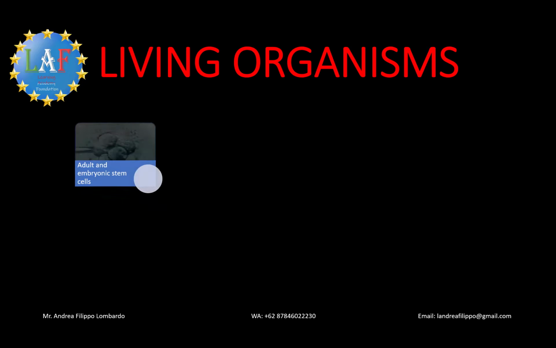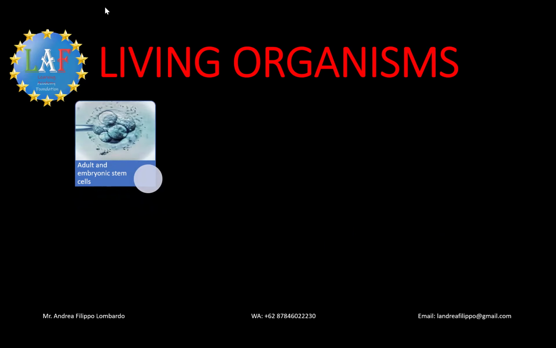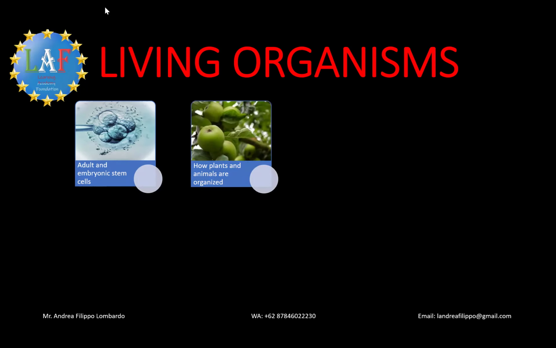About living organisms, the students will see that there are 2 types of stem cells in humans: embryonic stem cells and adult stem cells. So they will find out about the differences between them. They will see that cells in animals and plants are arranged into tissues, organs, and organ systems.